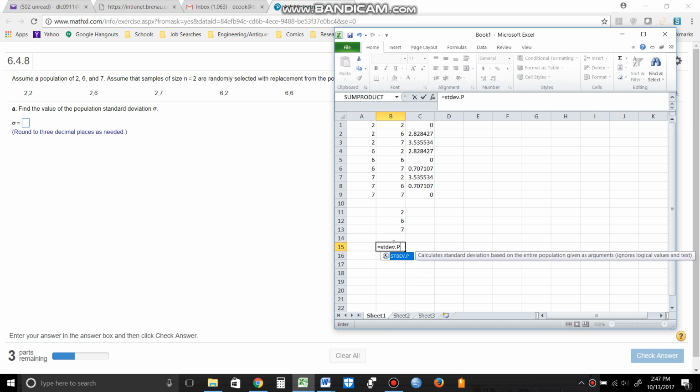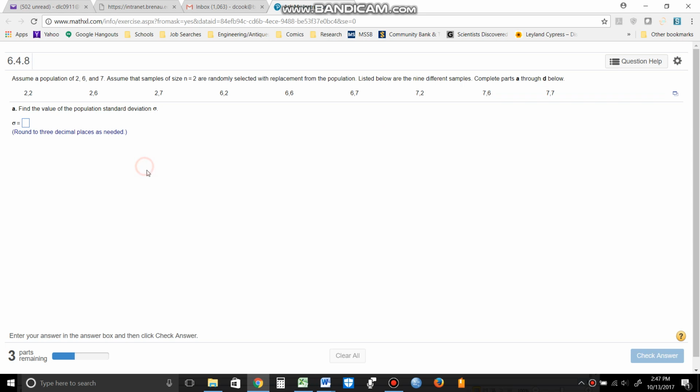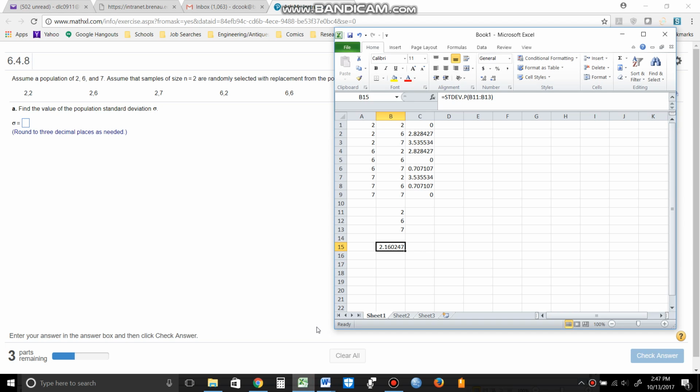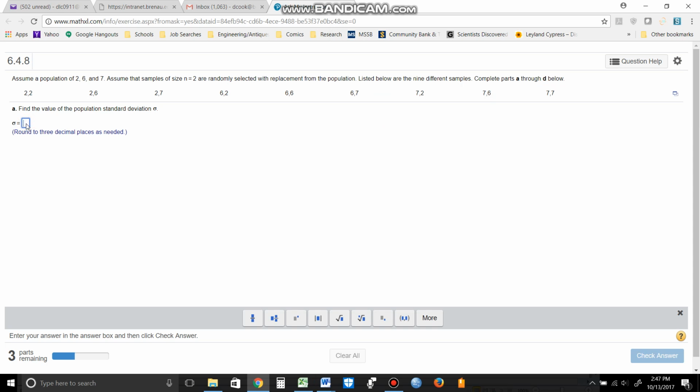So I use stdev.p, highlight the three values. So here is my population standard deviation. So that's going to be 2.160.